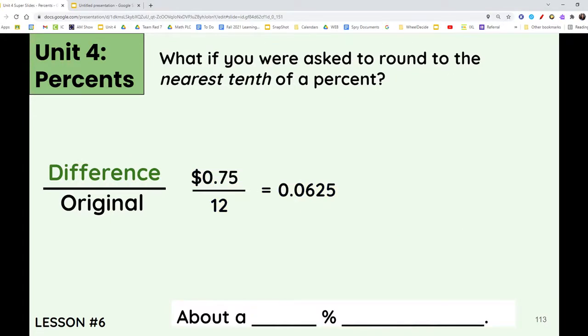What if you were asked to round to the nearest tenth of a percent? Well, first you have to make the decimal into a percent. Move the decimal over once, move the decimal over twice. Now it's a percent, and now I can round to the nearest tenths place. The tenths place is where this 2 is. So would I keep this as 6.2% or should I round it up to 6.3%? I should round it up to 6.3%. So that's about a 6.3% increase.